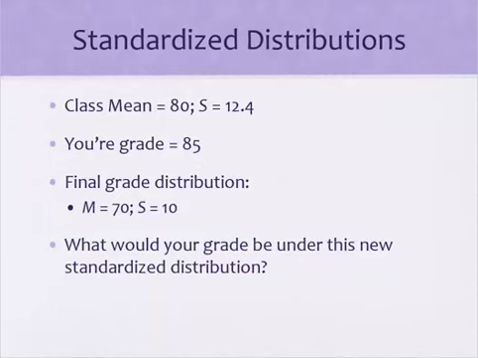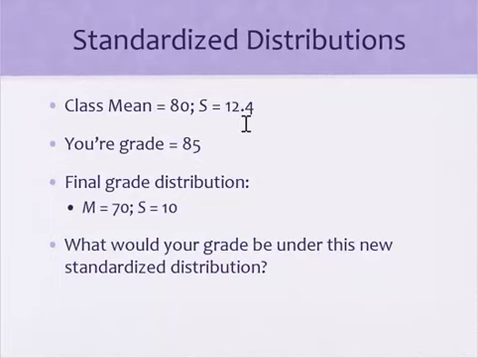What I'm going to do is create a new distribution where the middle point is 70 with a standard deviation of 10. Well, what would your 85 actually be under this new distribution? The way we're going to figure it out is the same way that we figured out the SAT scores. First, we're going to find the z-score for this raw score of 85, using the mean of 80 and the standard deviation of 12.4.